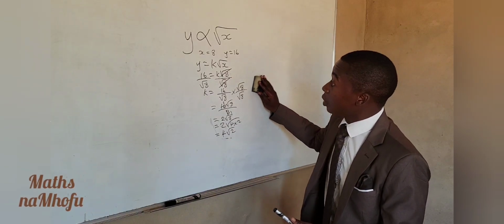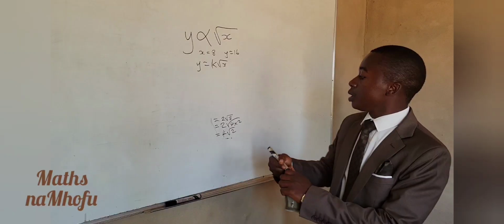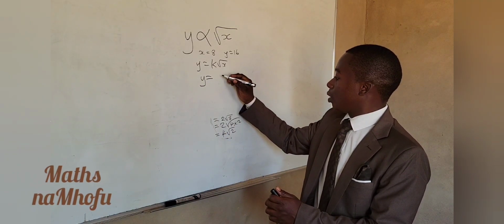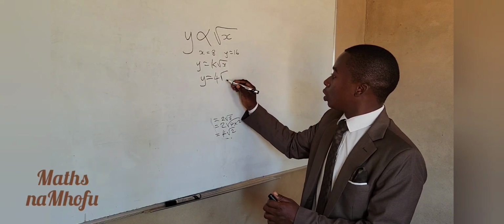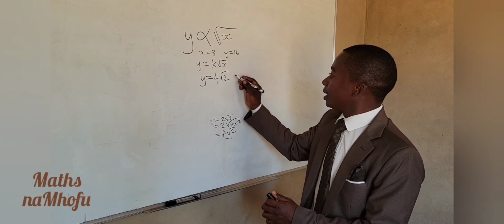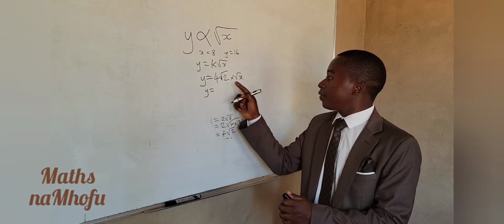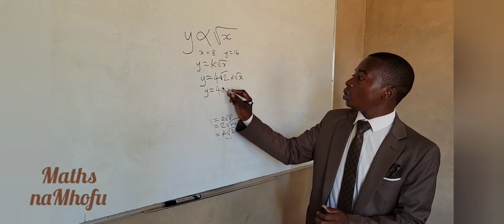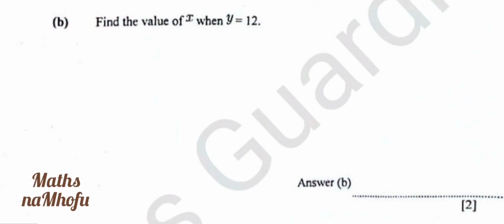So we are not yet done though. Our final answer here, the equation connecting, becomes y equals 4 root 2 times root x, right? Which is y equals, remember, if they are in roots, you can simplify them. They can multiply each other. 4 root 2 times x, that's what? 2x. That is the equation connecting.